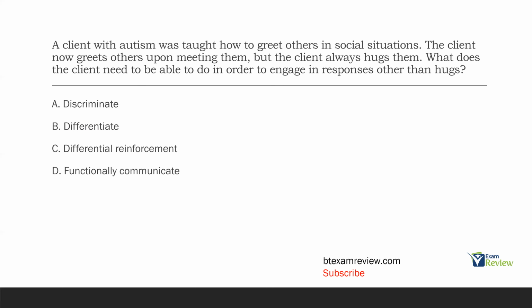He's differentiating between responses. C, differential reinforcement. It's not a behavior, right? It's how we teach differentiation and discrimination. And then D, functionally communicate. Well, he's not communicating anything, okay? We're not teaching him to communicate. He doesn't have to be able to communicate functionally in order to do different responses. In order to engage in different responses, though, he needs to be able to differentiate and do differentiation of responses. So what does he have to do? He has to differentiate.